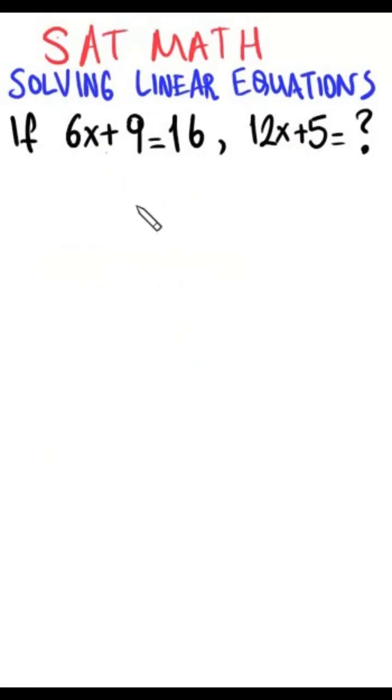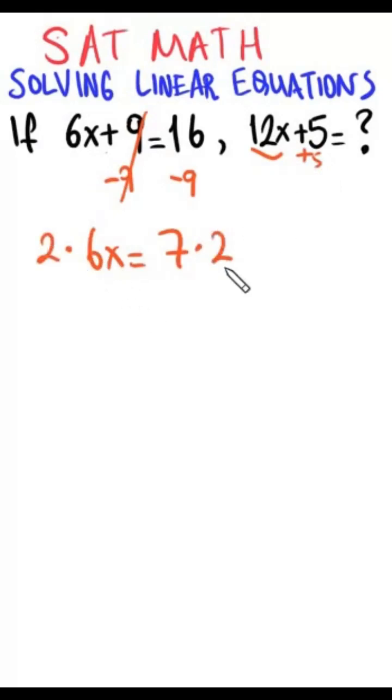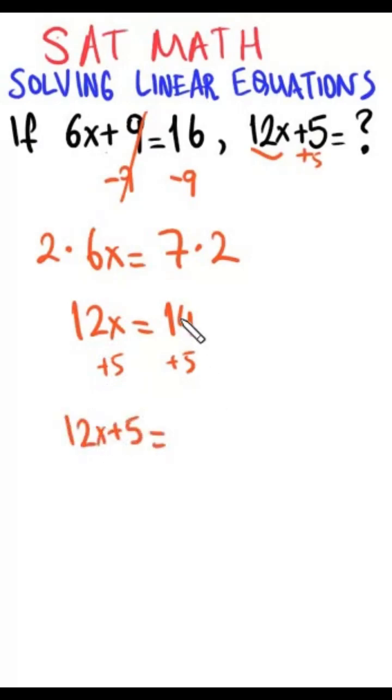Let's use another way to solve this problem. Let's subtract 9 from both sides. So we're going to get 6x equals 16 minus 9, which is 7. So I need 12x plus 5. So what I'm going to do is multiply the left hand side and right hand side by 2 in this equation. So 2 times 6x is 12x, 7 times 2 is 14. And then I'm going to add 5 to both sides. So I'm going to get 12x plus 5 is equal to 14 plus 5, which is 19.